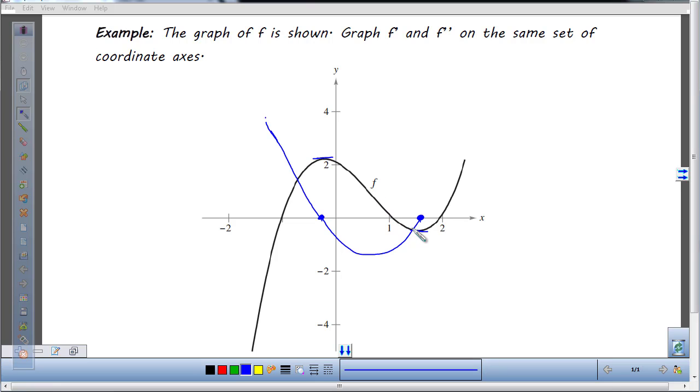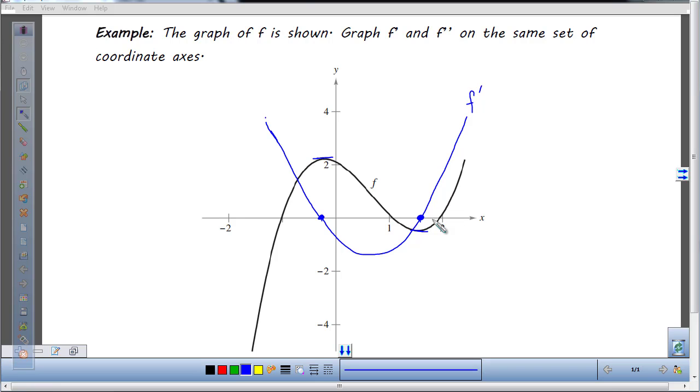Okay, and then once I get to this point, we see that our slope is positive again, right? So here on the graph, we start to increase. And so the slope of f prime is positive once we go beyond this critical value. Okay, so that's the graph of our first derivative, roughly speaking.